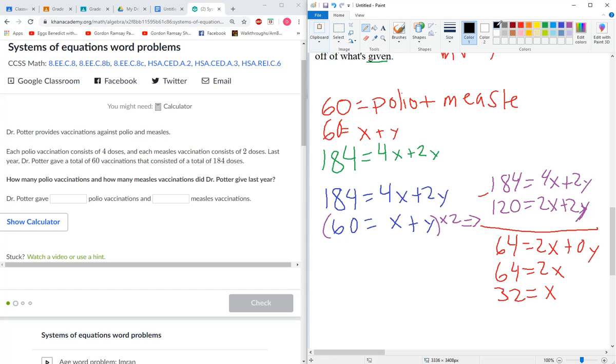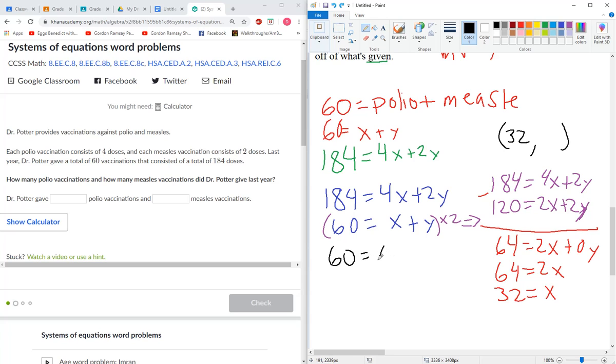Are we done? If you said no, good job. If you said yes, the answer is no. So we got 32 here. And so now we just plug it in. I'm going to plug it into the 60 equals x plus y because that seems pretty easy to me.